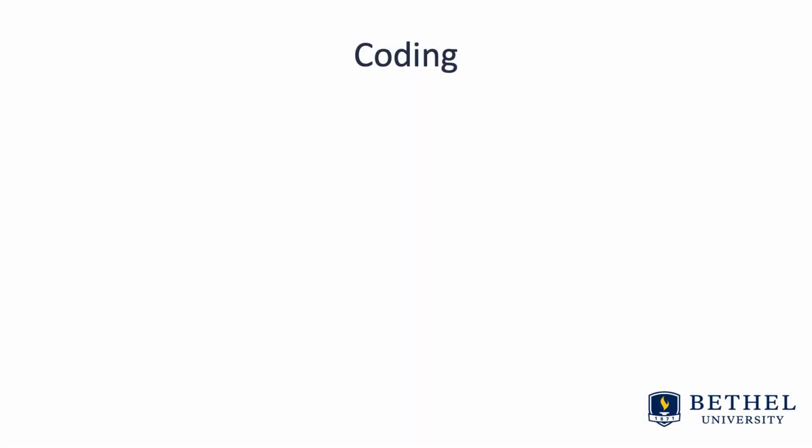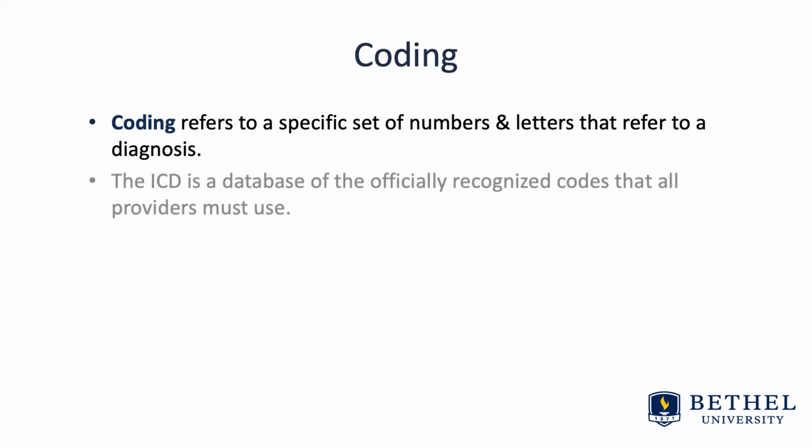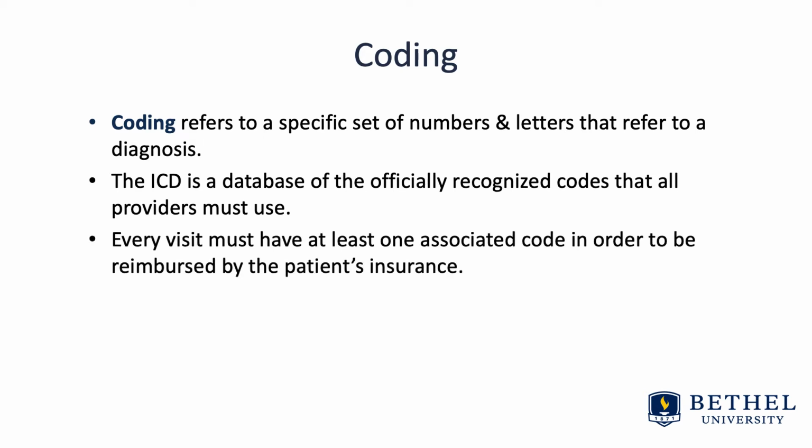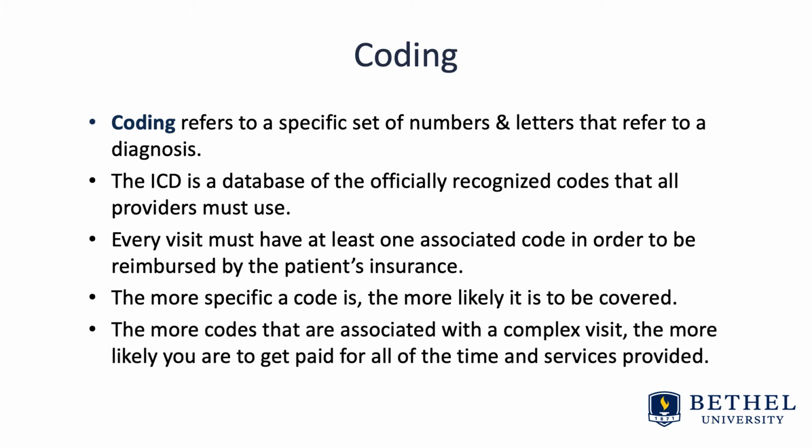The first topic we will review is coding. Coding refers to a specific set of numbers and letters that refer to a diagnosis. The ICD is a database of the officially recognized codes that all providers must use. Every visit must have at least one associated code in order to be reimbursed by the patient's insurance. The more specific a code is, the more likely it is to be covered. Additionally, the more codes that are associated with a complex visit, the more likely you are to get paid for all of the time and services provided.